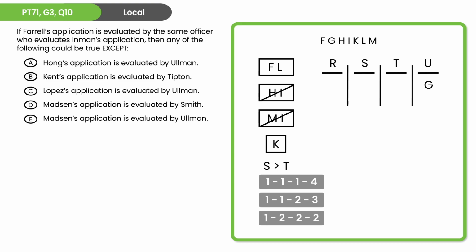All right, welcome back. So if F's application is evaluated by the same officer who evaluates I, that means that F, L, and I are going to all be together. But where? We can't put them together in T. That would mean that we're going to need way too many in S. We can't put them in U because if we did, that would be 4, which would mean we'd have 1 left for R, S, and T, and we wouldn't have more S's than T's. So the IFL block can really only go in either R or S.